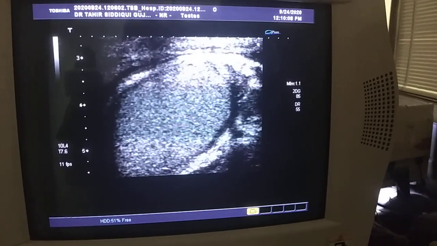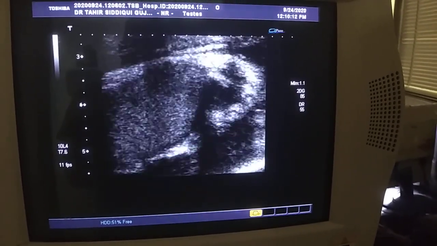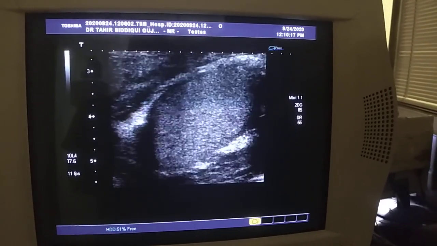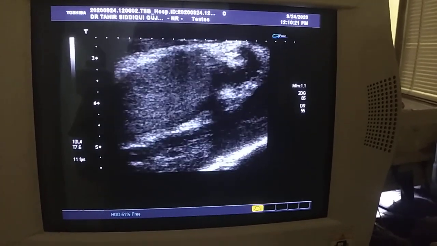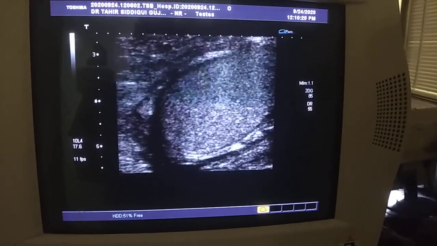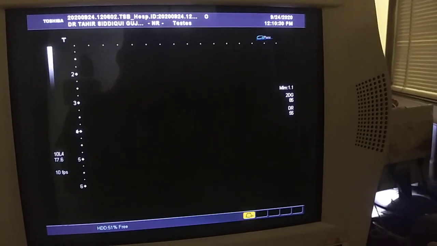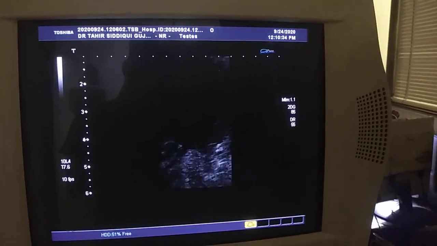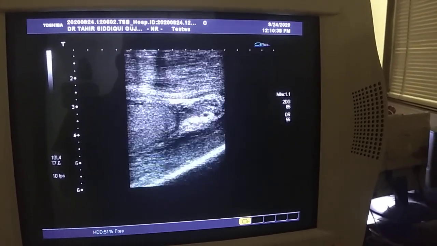Now you see, the testis is surrounded by a thick layer of fat, which is in fact within the thick, elephant skin type scrotal wall. Now this was the left side, and now I'm going to show you the right side. Almost a photocopy of the first one.